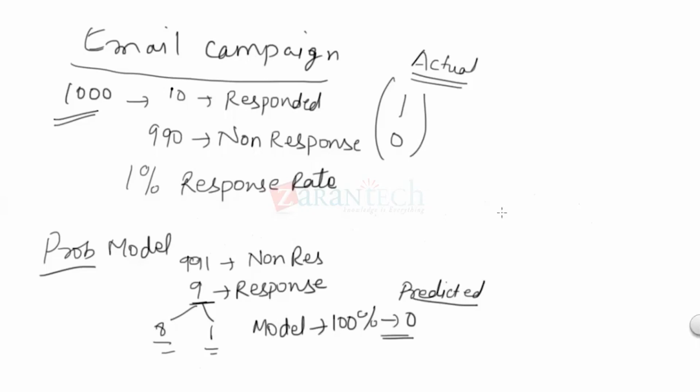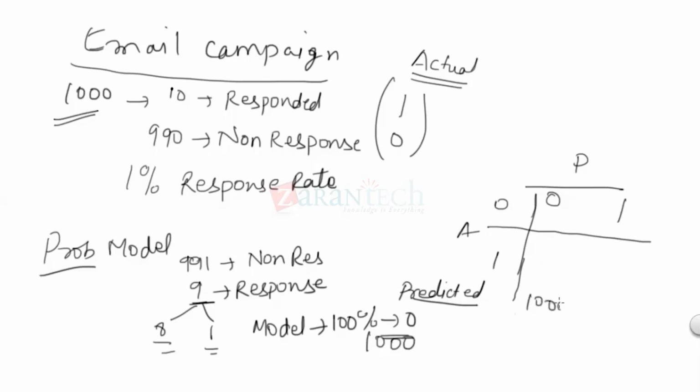If everything is predicted to be 0, then based on our confusion matrix, this was for prediction, wherein this is 0 and this is 1, and over here you have actual 0 and 1. All 1,000 predictions are coming out to be 0, so nothing is here in the prediction range. But in the actual situation, we know that there are 990 respondents which is 0, and this is 10.